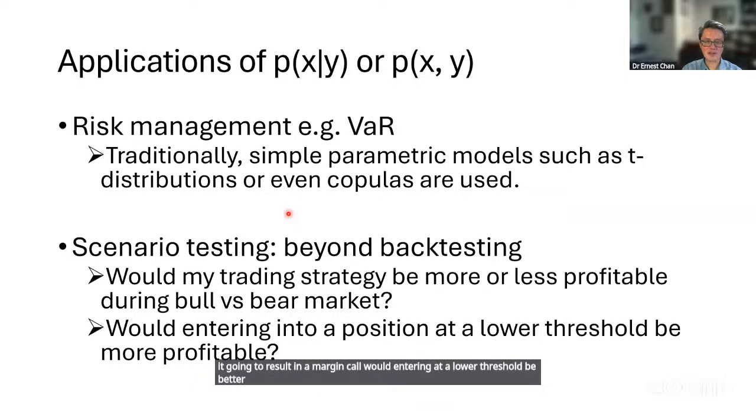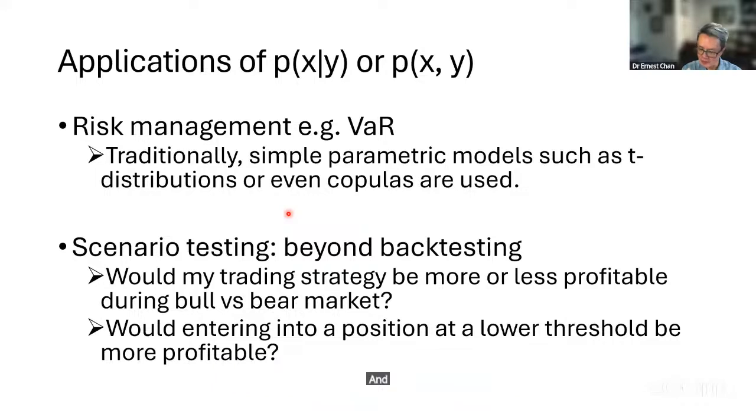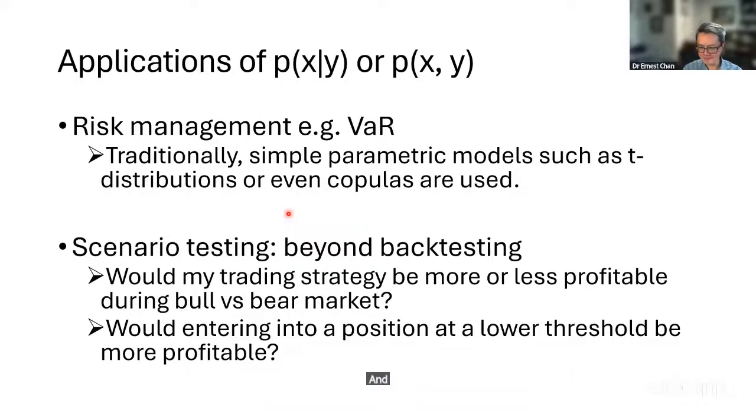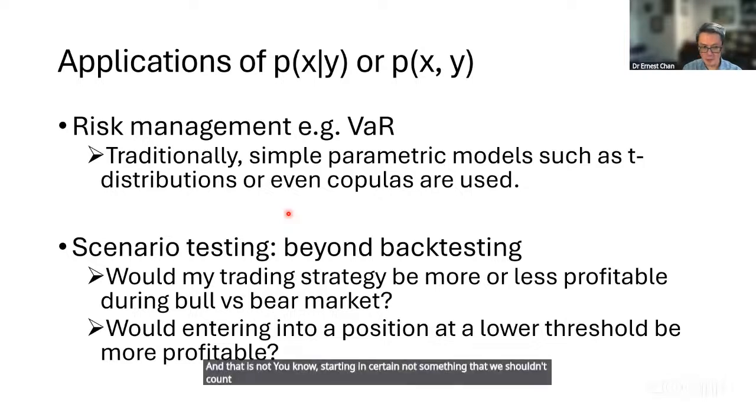All these questions can be answered with this sort of GenAI simulation, and that cannot be fully answered based on a strict backtesting approach, because in backtesting you might have seen this kind of situation, like what happened yesterday, maybe one sample during COVID or two samples. And that is certainly not something we should count on from an optimization or risk management point of view.